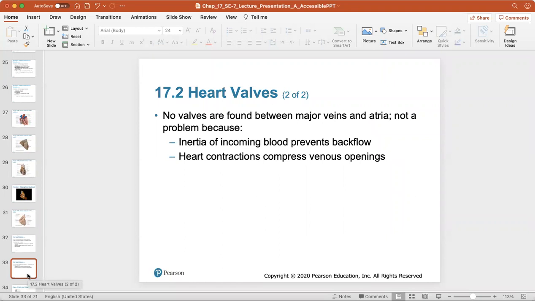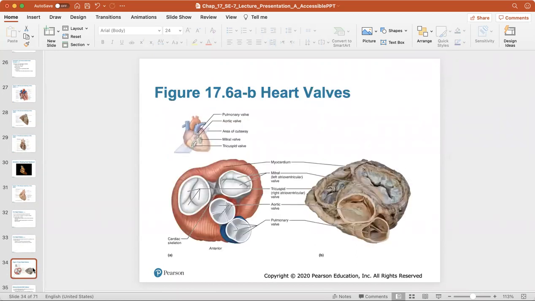No valves are found between the major veins and atria. This isn't a problem because the inertia of incoming blood prevents any backflow, and heart contractions compress venous openings. So here's a look at the valves and where they're located if we would take a cross section of the heart.